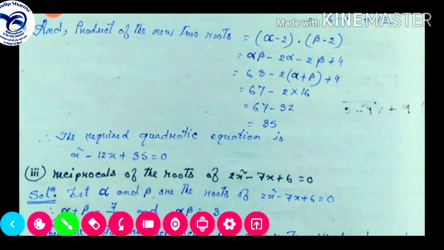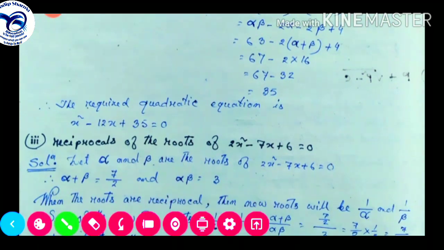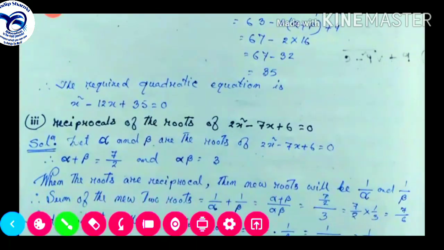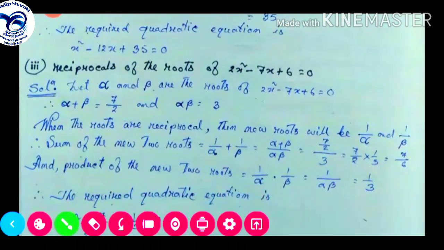So this is the required quadratic equation. Now number 3, you'll see: reciprocals of the roots of the equation. The equation given is 2x square minus 7x plus 6 is equal to 0. Reciprocal, you know, if one root is a, then the reciprocal of a will be 1 by a. Like the previous method, the same thing we are considering: alpha and beta are the roots of the given equation.